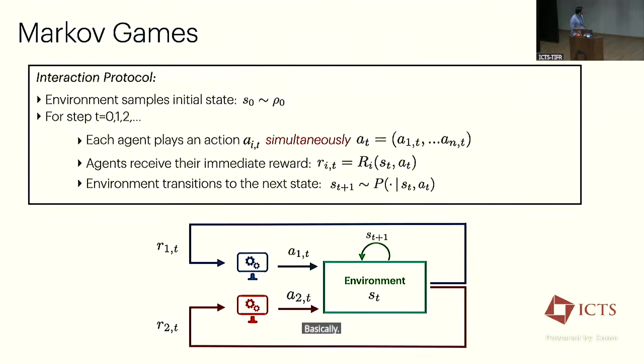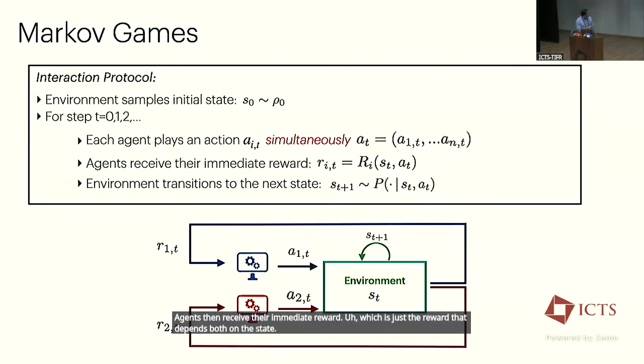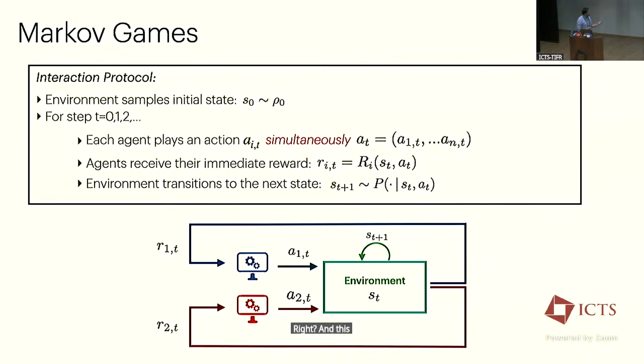Basically, the interaction protocol is like this. At the initial time, the environment will sample an initial state from the initial state distribution. And then for all time afterwards, each agent plays an action simultaneously into the environment. A_t is the joint action played at time t by all of the players. Agents then receive their immediate reward, which depends both on the state and the joint action of all of the players. And then the environment will transition to the next state, right? This was our very simple protocol for defining a Markov game.